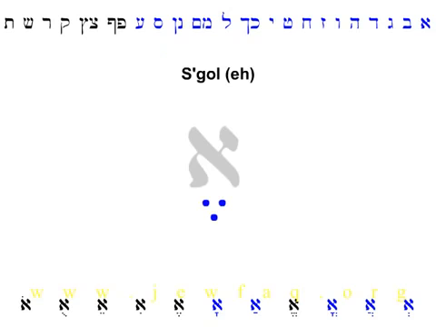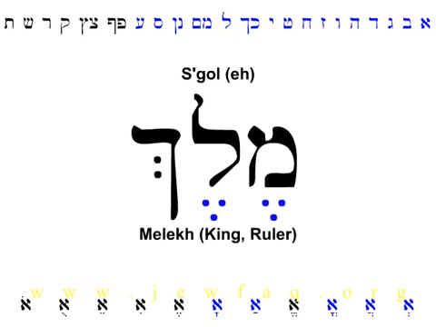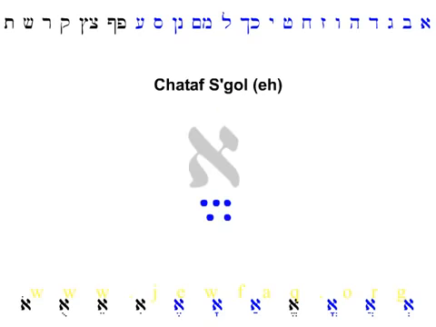Let's look at a few more vowels so you can read some more words. This is segol, which makes the short E sound in the word bed. The vowel appears twice in the word melech, which means king or ruler. Mem, segol, lamed, segol, and final kaf with a shva. Me, lech, melech. Like patach and kametz, segol sometimes appears with a shva, making a new vowel called chataf segol, half segol.